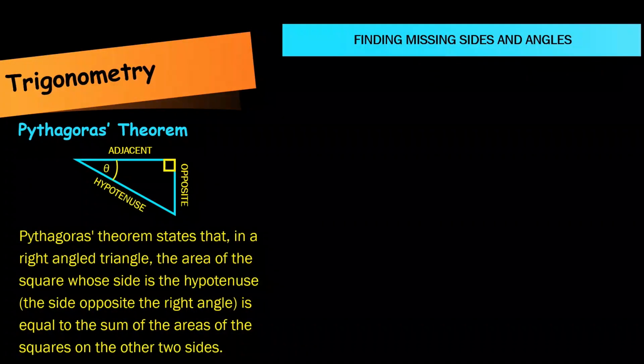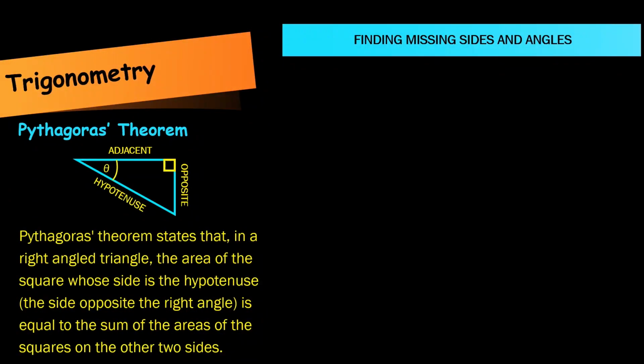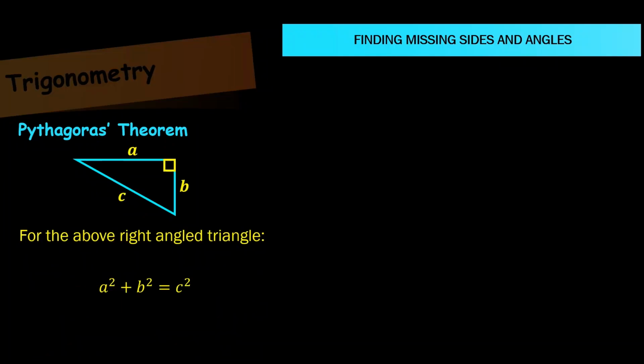Now let's take a look at Pythagoras' theorem. Pythagoras' theorem states that in a right-angled triangle, the area of the square whose side is the hypotenuse, the side opposite the right angle, is equal to the sum of the areas of the squares on the other two sides. So in other words, for the right-angled triangle shown on your screen, we have that a squared plus b squared equals c squared.